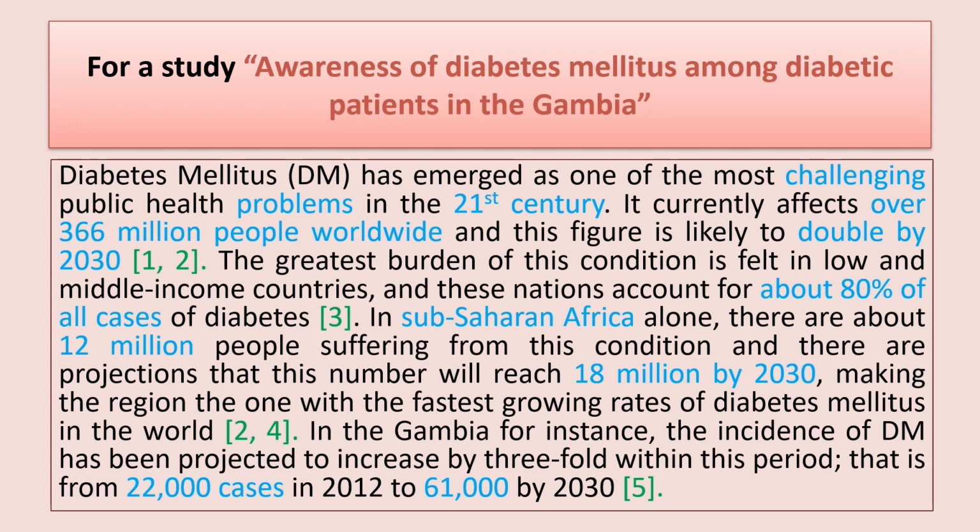In the Gambia, for instance, the incidence of DM has been projected to increase threefold within this period, that is, from 22,000 cases in 2012 to 61,000 by 2030.